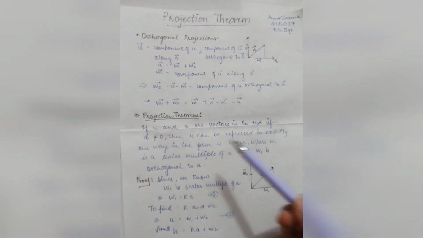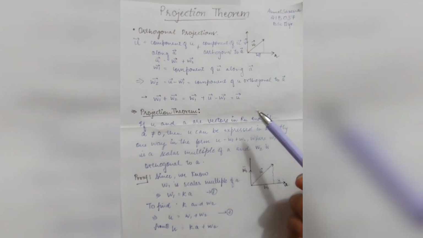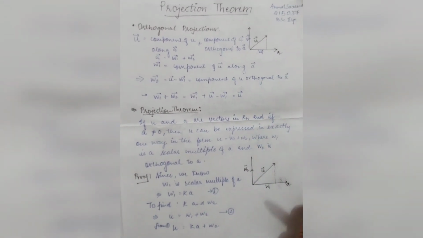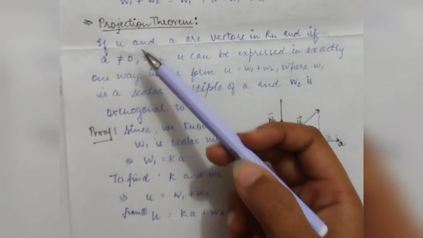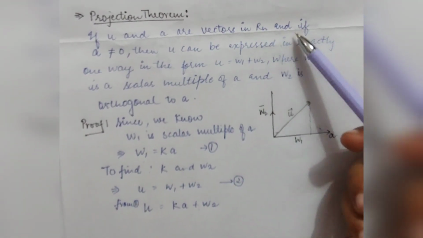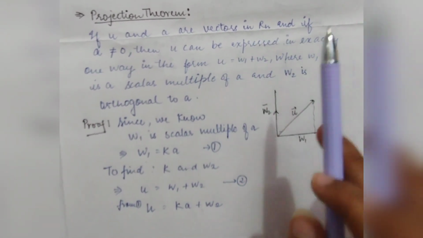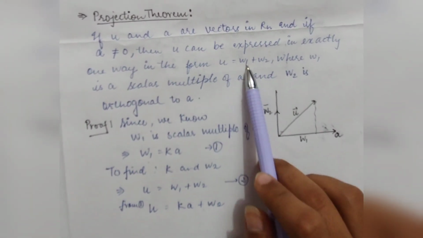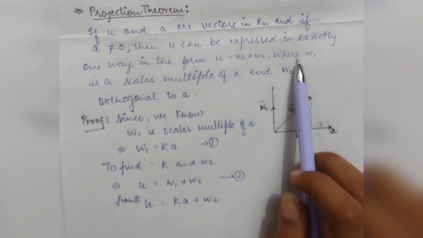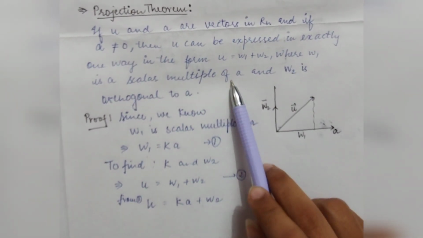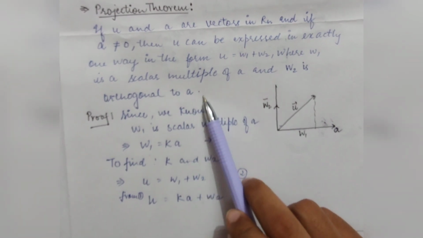So now we have projection theorem, which is totally based on the concept of orthogonal projections, and it states that if u and a are the vectors, and if a is not equal to 0, then u can be expressed in exactly one way in the form of u equal to w1 plus w2, where w1 is the scalar multiple of a and w2 is orthogonal to a.